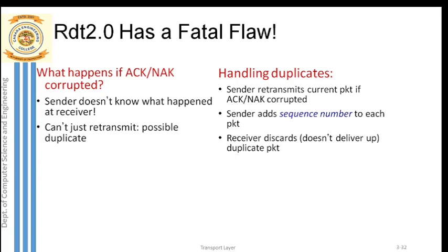Same way here also. If the sender receives a garbled acknowledgement, he may request the receiver to resend the acknowledgement. That is one possibility. The other possibility is the sender may assume that the received garbled acknowledgement is a negative acknowledgement. So if he assumes it is negative, what should the sender do? Sender will retransmit the data.